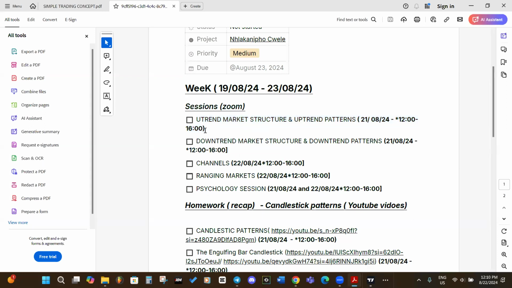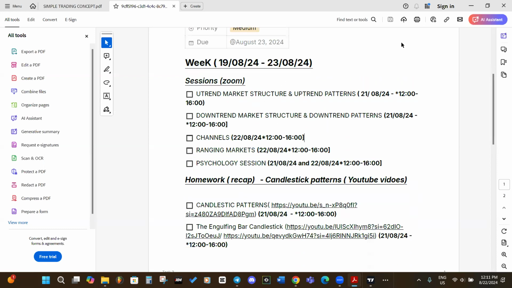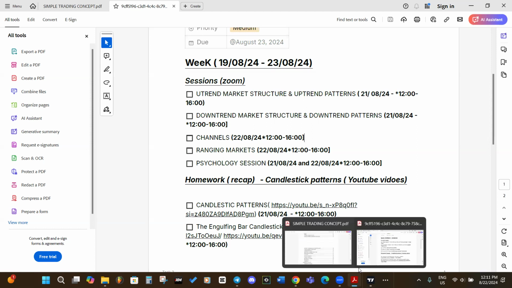Yesterday we couldn't have a session. So today we'll have to cover this uptrend market structure and these others, because tomorrow you are not available. Hopefully we'll cover as much as we can today. So it will be a very long session, I think. Okay, let's begin.